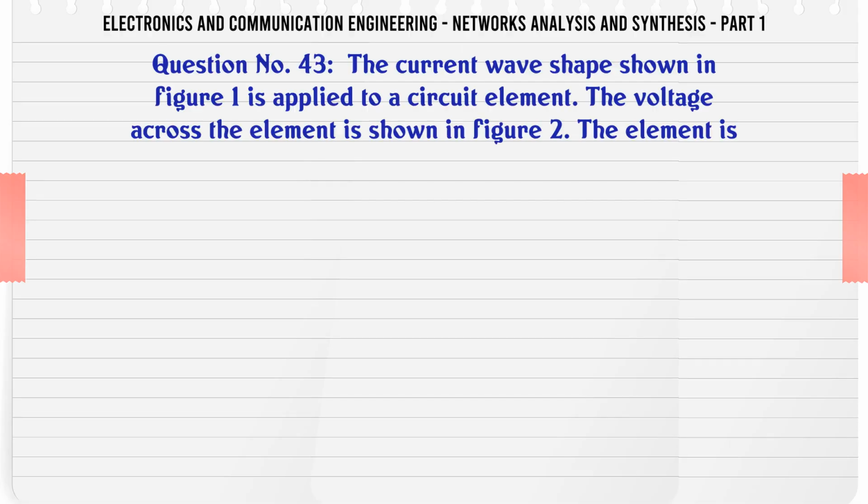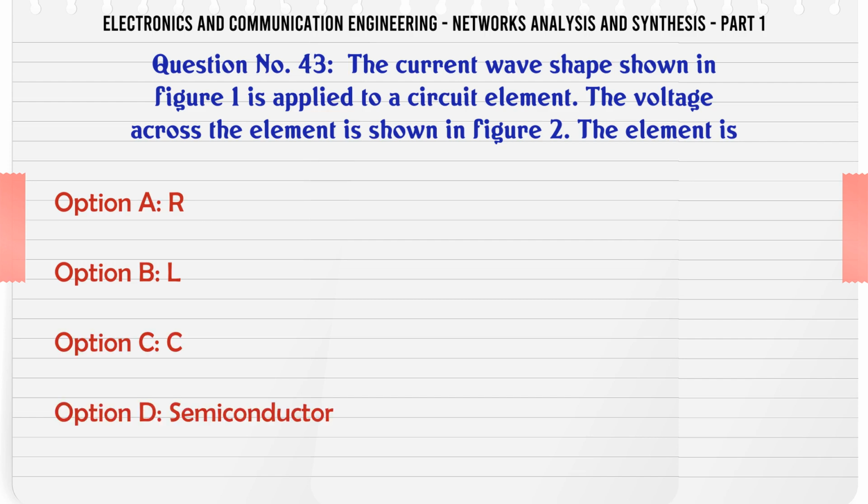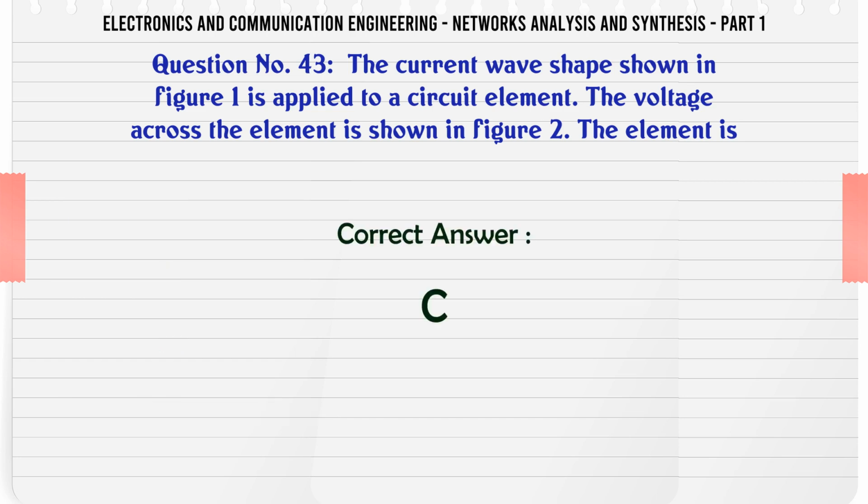The current wave shape shown in figure 1 is applied to a circuit element. The voltage across the element is shown in figure 2. The element is A R, B L, C C, D semiconductor. The correct answer is C.